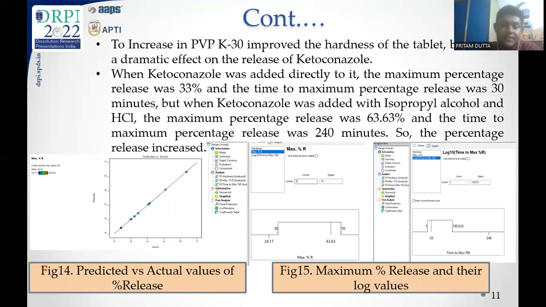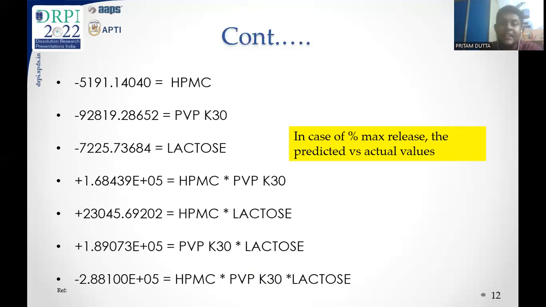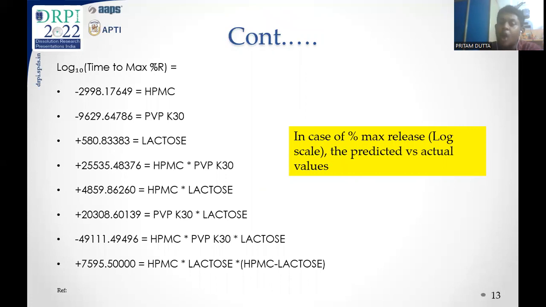So these two graphs represent the predicted versus actual values of percentage release and maximum percentage release, and their log values respectively. The lower value is 30 and the upper value is 70 for maximum percentage release, and on the log scale, the lower value is 5 and the upper value is 100. So these are the equations for the percentage of maximum release, the predicted versus actual values. On the log scale, these are the equations. For percentage maximum release on the log scale, we found this equation.